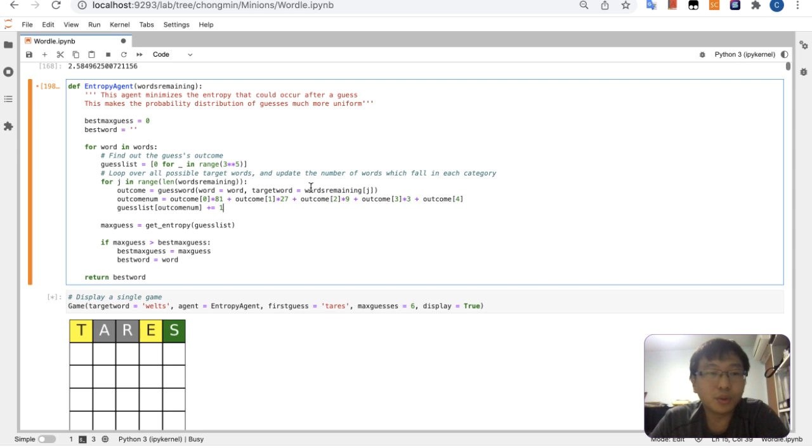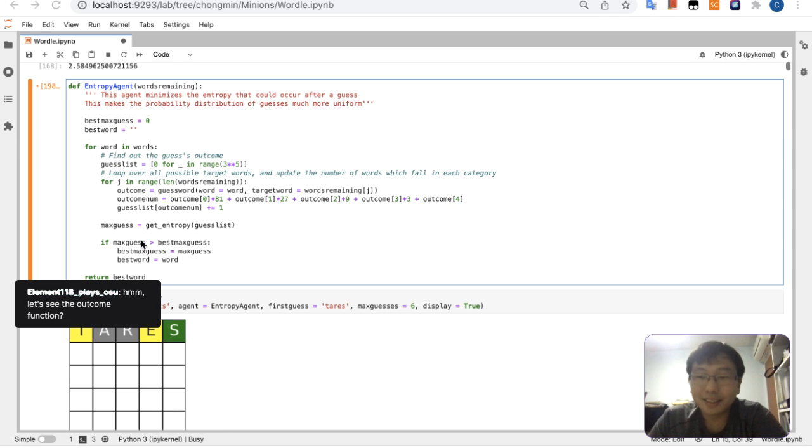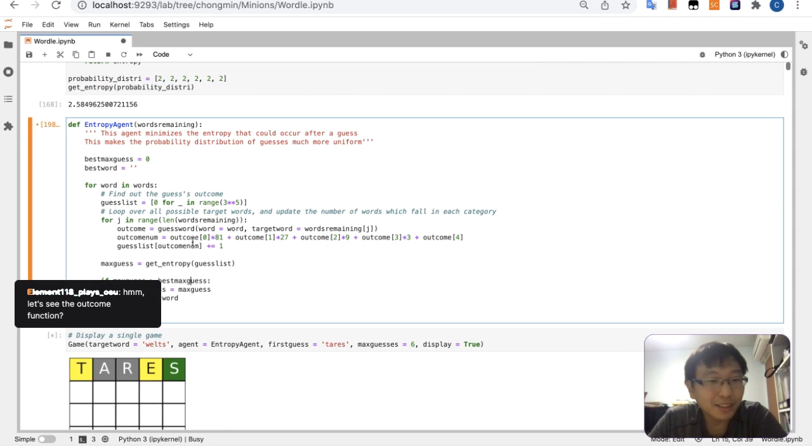Okay, I'll need to restart my kernel. Yeah, we'll get back to this later. I think what I'll do is force restart this. So meanwhile, let me just, how should I do this? Sorry, which outcome function are you talking about?